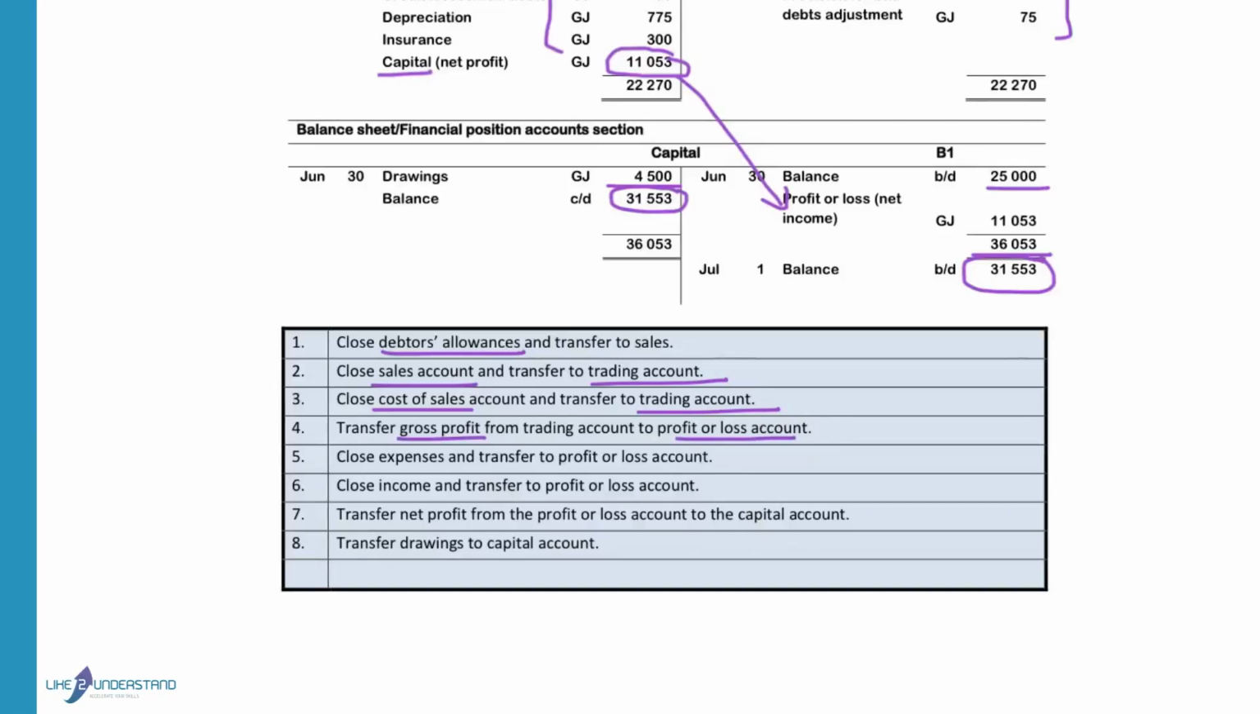Then we will transfer all our expenses to the profit and loss, and we will transfer all our income to the profit and loss. And the difference between the debit side and the credit side of the profit and loss will give me the net profit, and that net profit will be transferred to the capital account. To determine how much money the business owes the owner, or what is his equity in the business, the drawings must be taken to capital so that a balancing figure can be calculated to determine what is the equity at the end of the year.